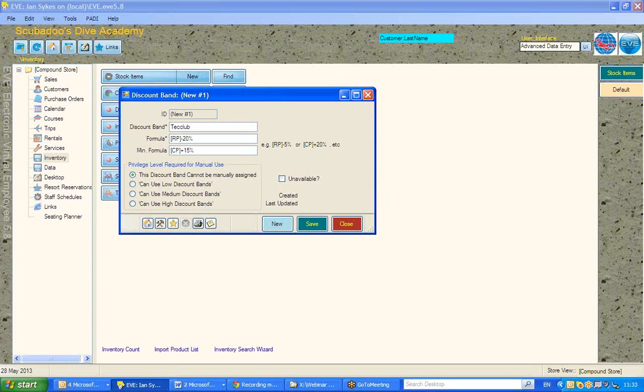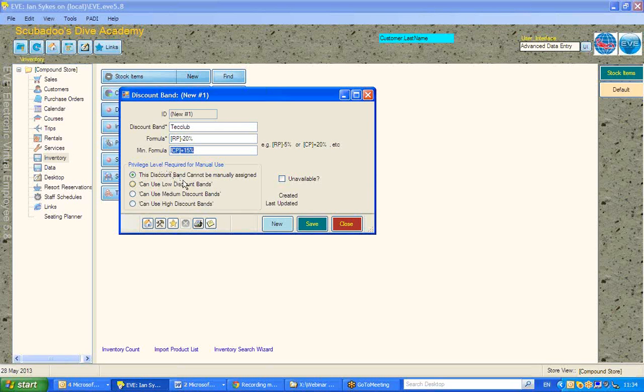Now, what that means is that I have told Eve that with any stock item where the Tech Club discount band is applied, Eve will look to take off 20% of the retail price until and unless it reaches the cost price of that item plus 15%. So at the very least, you, the store owner, will be able to defend aspects of your margin and will not be selling that item for less than a 15% increase on cost price.